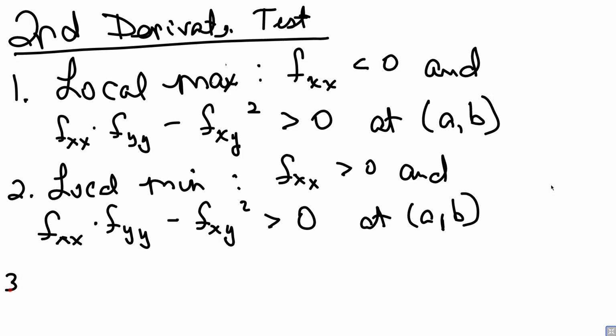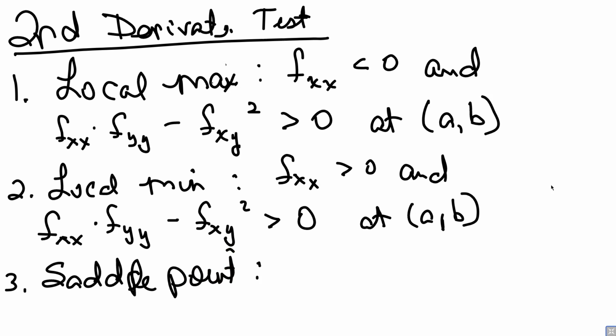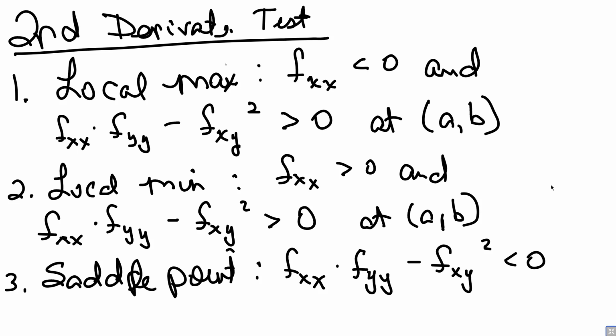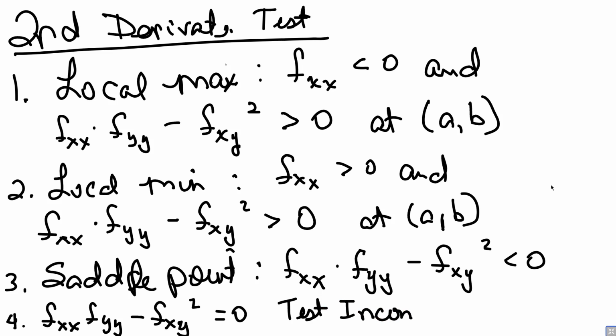All right, next, for the saddle point, basically, if we do the second order partial in respect to x times the second order partial in respect to y minus the mixed order partial squared, if this is less than 0, it produces a saddle point. Okay. Now, the last thing is that if the second order partial in respect to x times the second order partial in respect to y minus the second order mixed partial squared is equal to 0, this basically tells us that the test is inconclusive. Okay, so it tells us that the test is inconclusive.